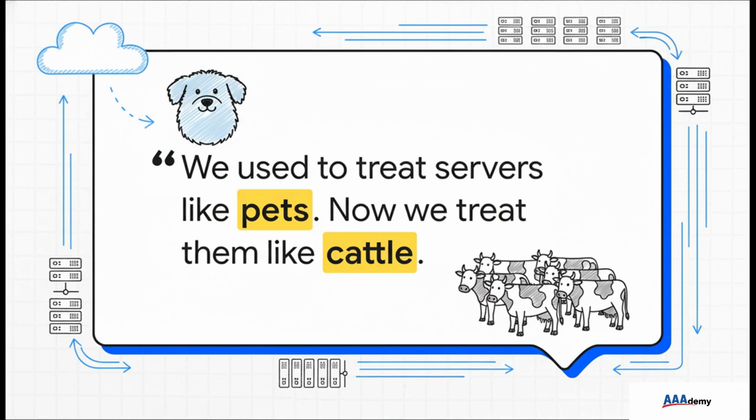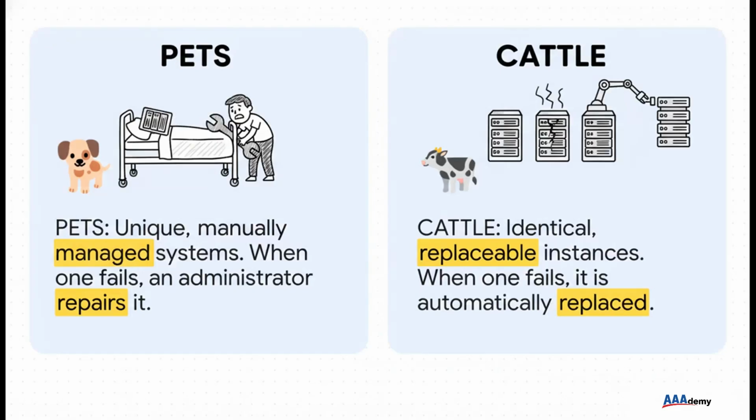In the past, we treated servers like pets. Now, we treat them like cattle. This is probably one of the most powerful and important analogies in all of modern IT. It forces you to completely rethink how you manage systems, moving from these cherished, unique servers to a much more industrial, automated approach. So what does that actually mean, pets versus cattle?